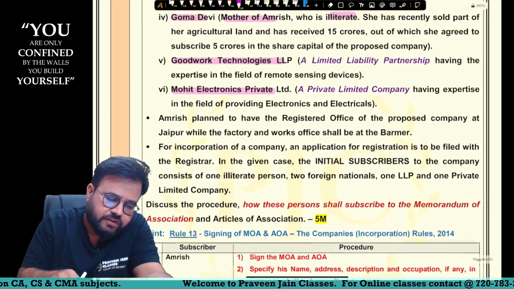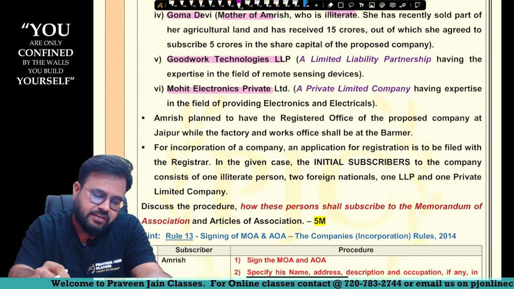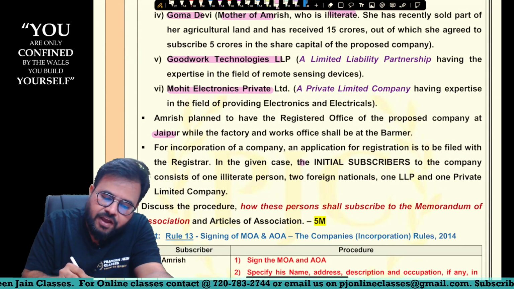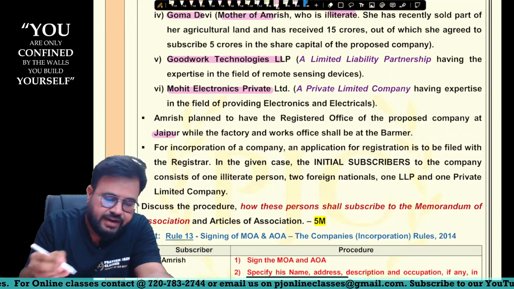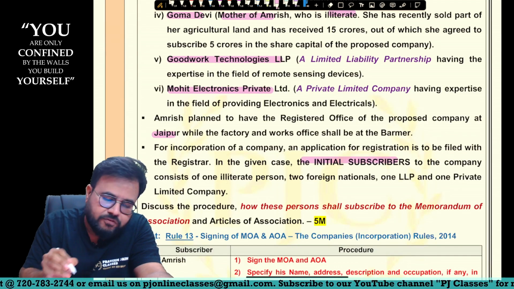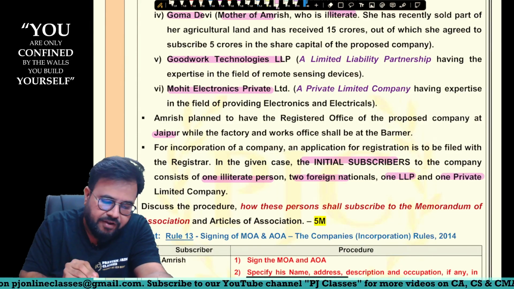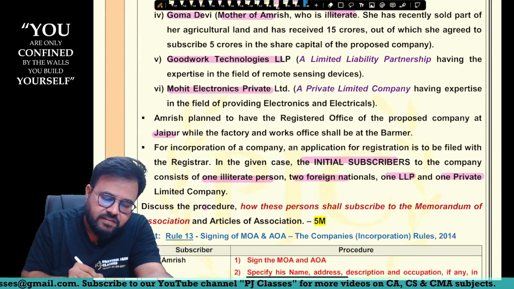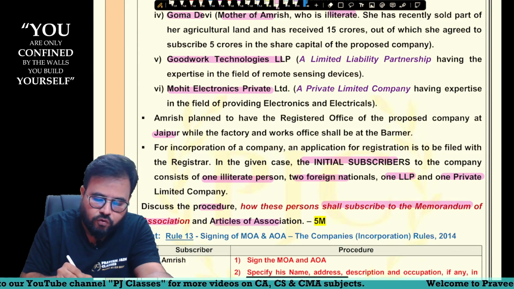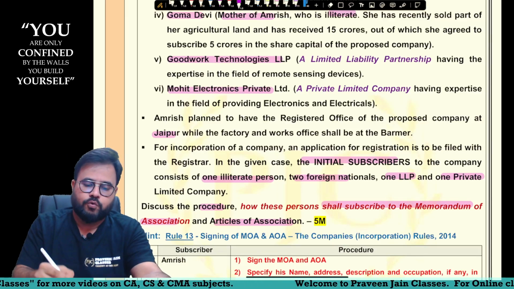Let us see what is the question, sir. Amrish has planned to have the registered office of the proposed company at Jaipur. Okay, let him open the company in Jaipur. Factory, etc. will be at some other place. For incorporation of a company, an application for registration is to be filed with the registrar. In the given case, the initial subscribers to the company consist of 1 illiterate, 2 foreign nationals, 1 LLP, 1 private company, and Amrish himself, sir. Discuss the procedure, how these persons shall subscribe the memorandum of association and also the articles of association, sir. So here we have to tell them how they are going to do the subscription, sir.